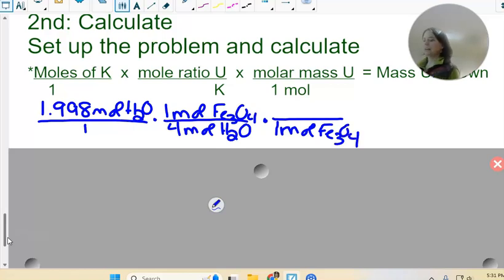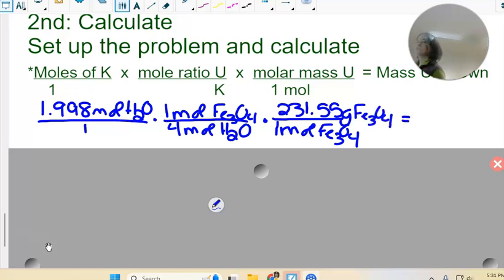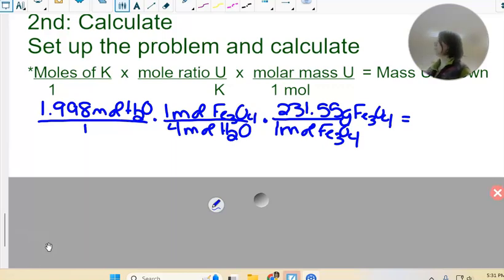And now you're going to have to calculate the molar mass of black iron oxide. So please take a minute and do that. Okay, did you get 231.55 grams Fe3O4? If so, good job. If not, I want you to run through it one more time.